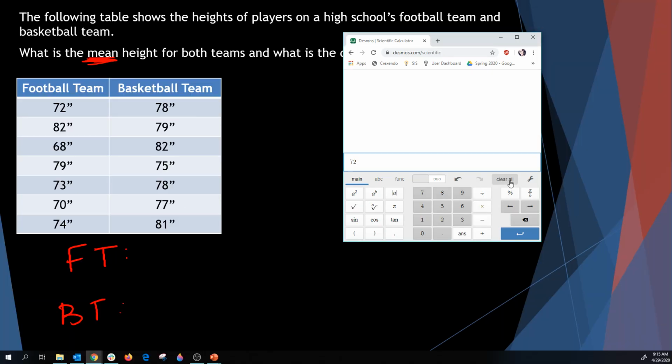So let's do football first. So 72 plus 82, 68, 79, 73, 70, 74. So 518. We're going to divide that by 7 because there are 7 numbers. Let's do basketball. So we have 78, 79, 82, 75, 78, 77, 81. So I got 550, and we're going to divide that by 7 again. So for the football team, we got 74, and for the basketball team, we got 78.6.